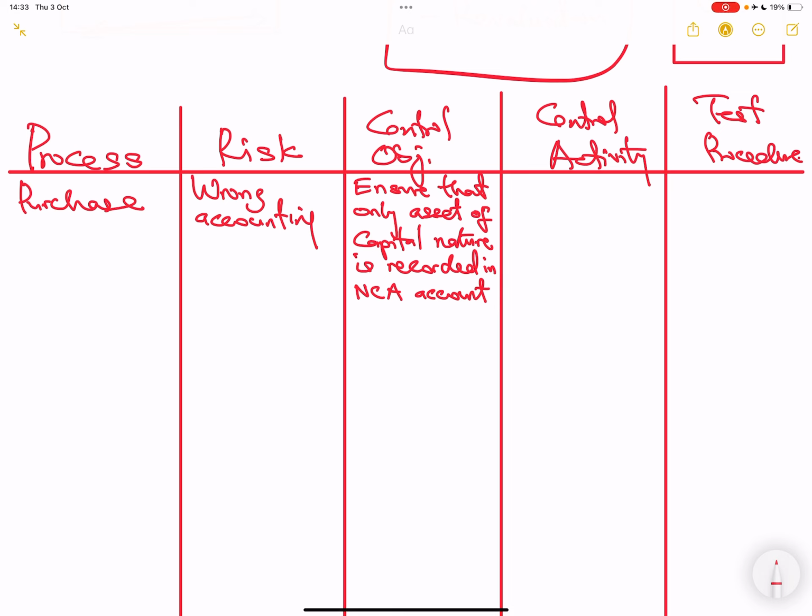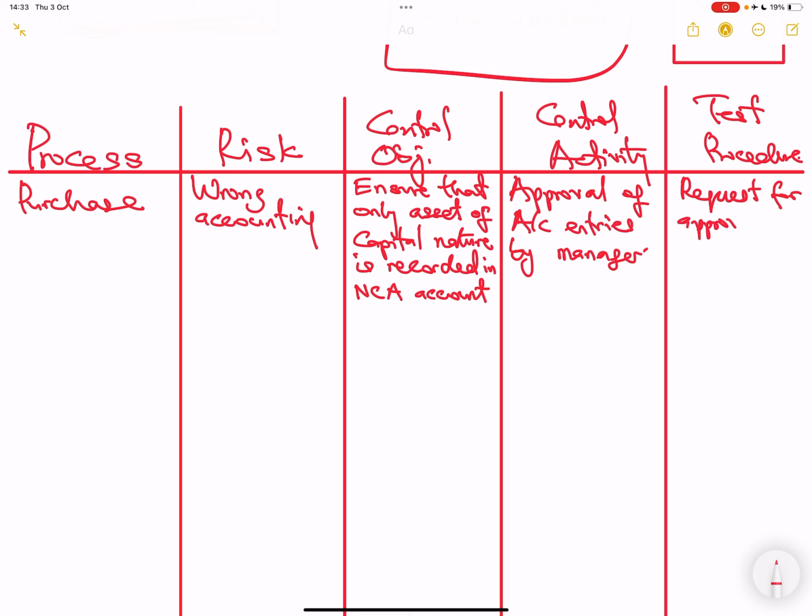So approval of the posting, which is the capitalization of the assets. So approval of the accounting entries by manager. And auditors need to request for the approval for items capitalized.